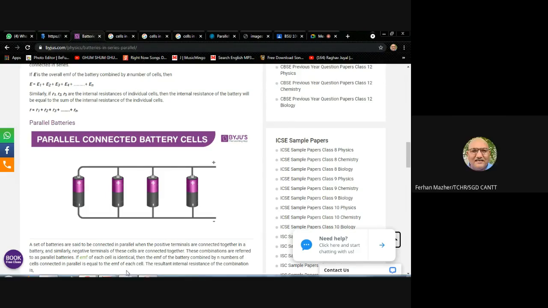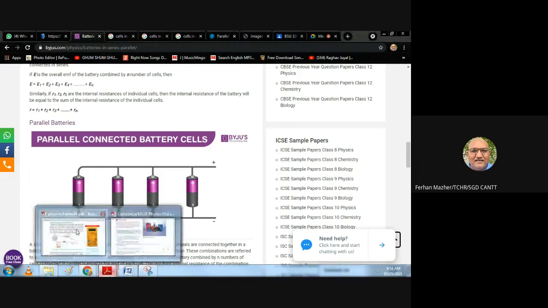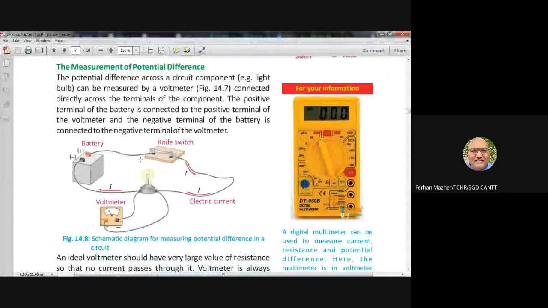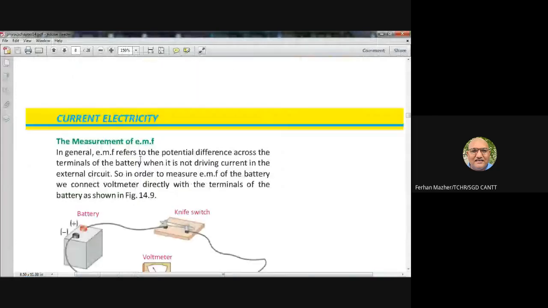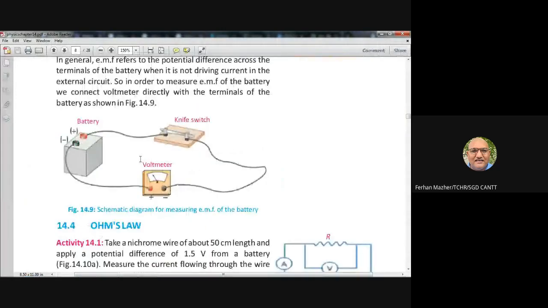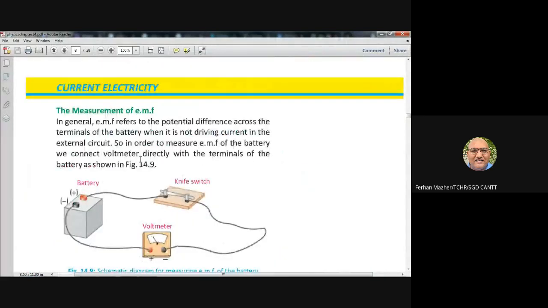And today's main topic was about the EMF, what EMF is and how we can measure it. EMF is basically the potential difference across the terminals of a battery. Then we talked a little bit about the potential difference also. And then we also talked about the difference between the EMF and the potential difference, the definition of both. They are very important. They frequently come in exams.